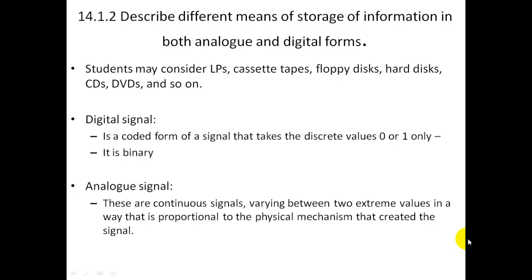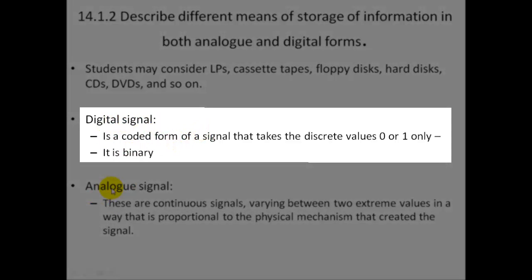You do need to know about different types of analog and digital forms. For example, LPs, cassette tapes, floppy disks, hard disks, CDs, and so on. Now, first of all, we need to know about a digital signal and an analog signal.